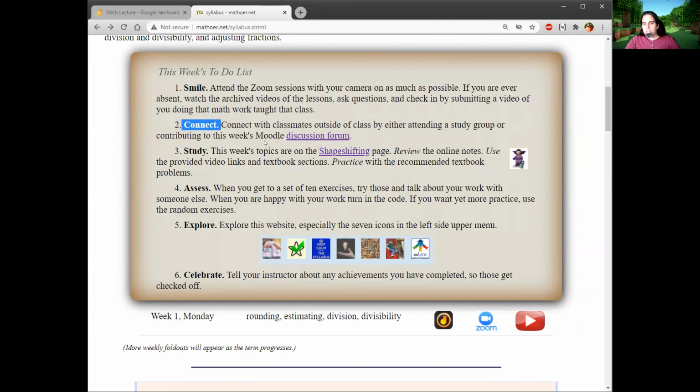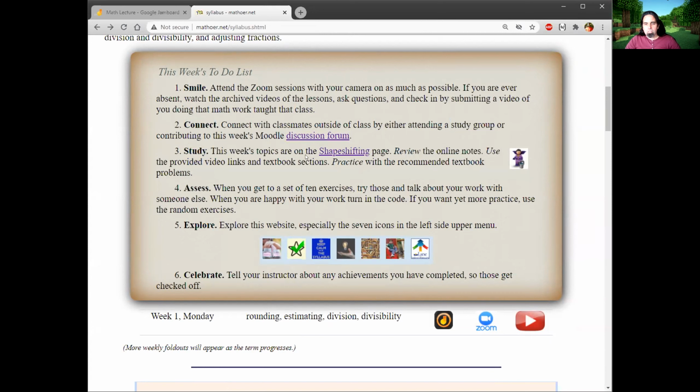Okay, then I want you to connect with each other. So either attend a study group, that's great, or do the discussion forum. If you want to do both, you can, but for step 2, you're basically just connecting with your classmates so you're not too lonely.